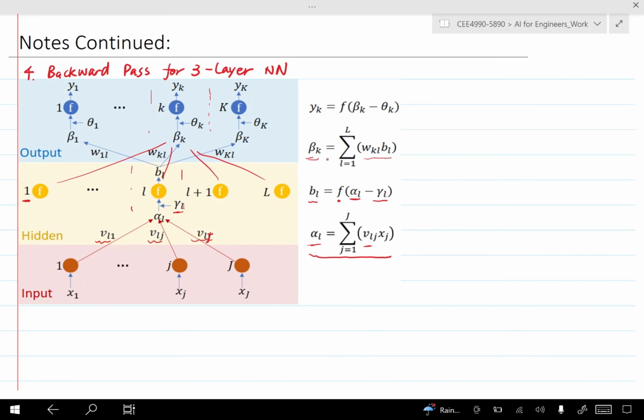Beta K will be compared with this theta, that's the threshold of the output layer. We get the difference between these two things, put it into the activation function, and we will get YK. That's the output. In a 3-layer neural network, you can see that the job is already done, right? You get the YK, that's actually your prediction. We usually use this tilde sign on top of it to represent that it is a prediction.